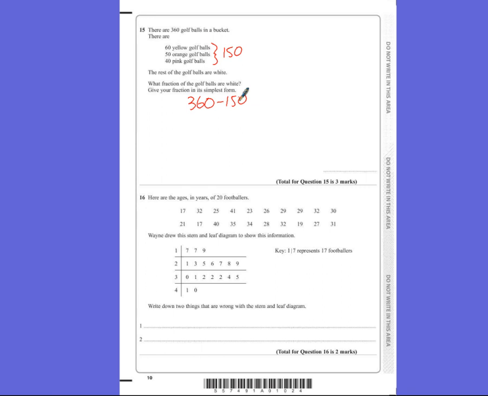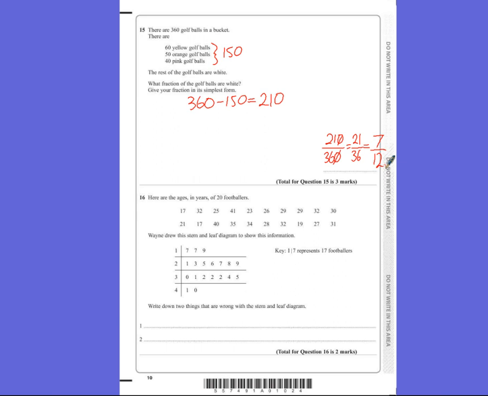Now you could do that using a proper method if you wish, but hopefully you can do that in your head. That would be 210. So we've got 210 whites then. So that would be 210 out of 360. Now it asks for its simplest form. So the first thing I'm going to do is divide by 10, which will get me to 21 over 36. And then I know that both 21 and 36 are in the 3 times table, so I'm going to divide by 3 to get 7 over 12 as my final answer.